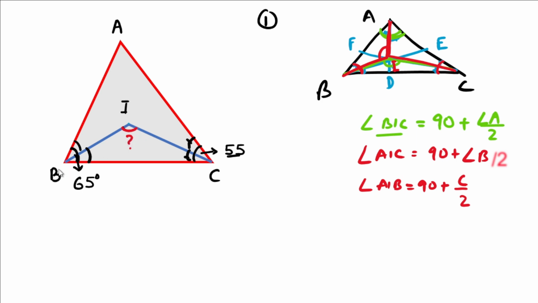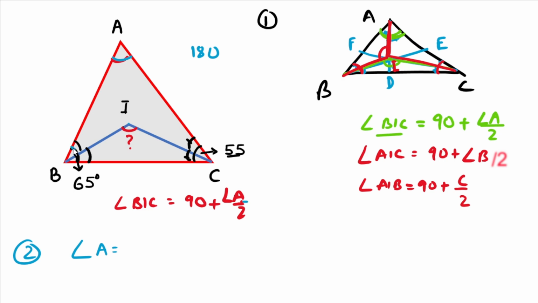Now for calculating the value of angle BIC, that will be 90 degrees plus half of its behind angle, meaning angle A by 2. So in the next step, we have to calculate angle A. The sum of the angles of a triangle is 180 degrees, and in the question two angles are given, 55 and 65. So we'll subtract these two values from 180 to get angle A.